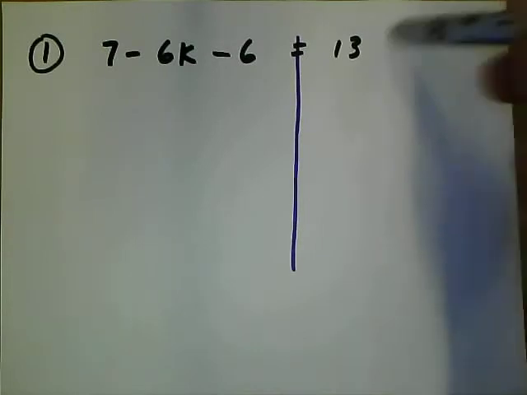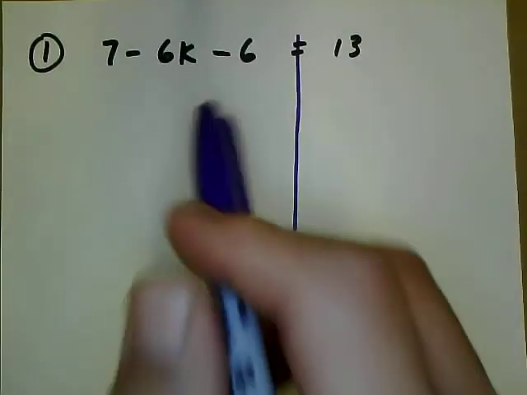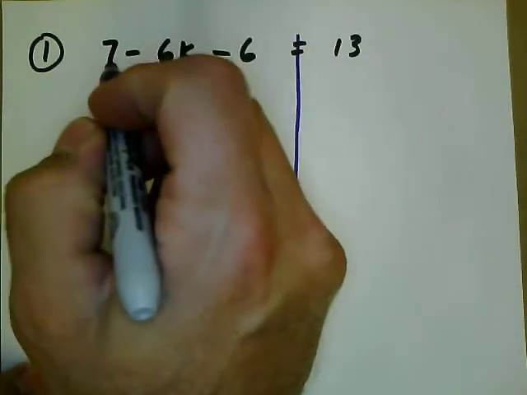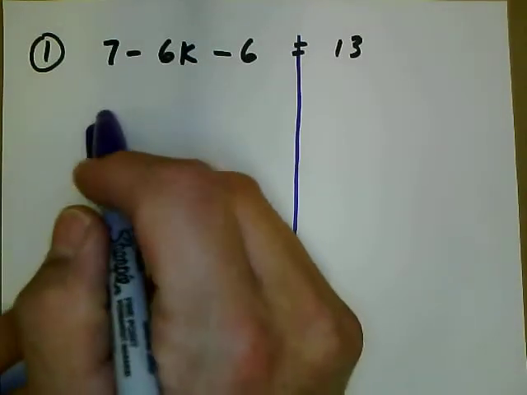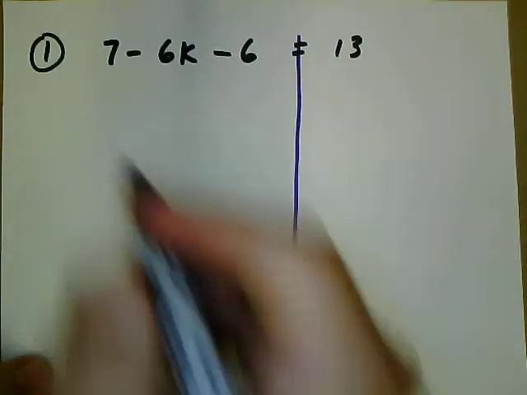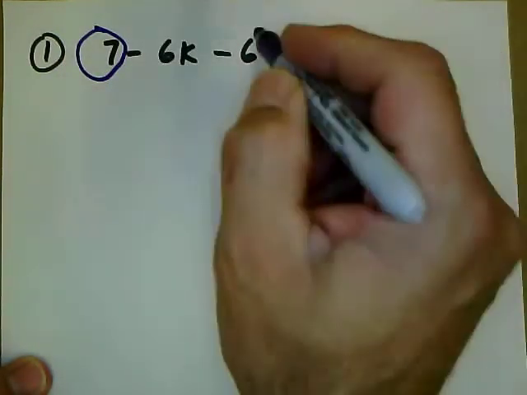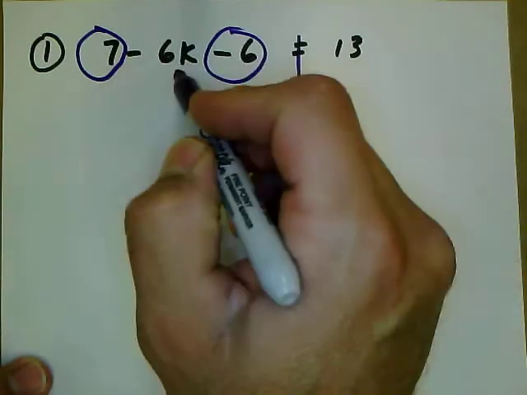So first, can we distribute? No, there's no distribute. Can we combine like terms? Yes. So we're going to combine. Christopher, please tell me, which terms can we combine? The 7 and just the -6, right? Not the k, because these do not have a variable, this has a variable.